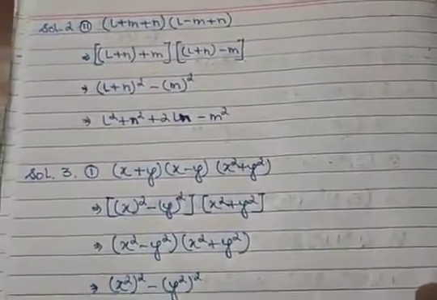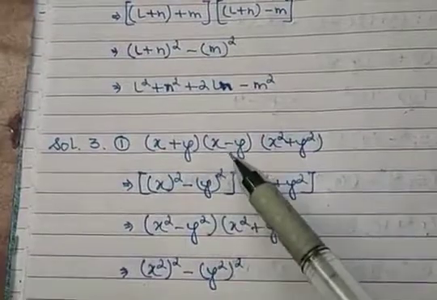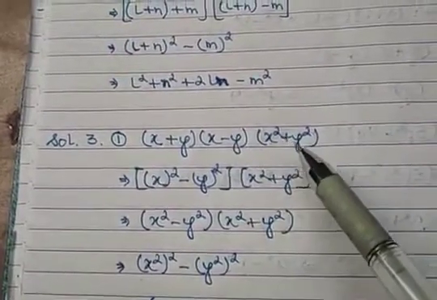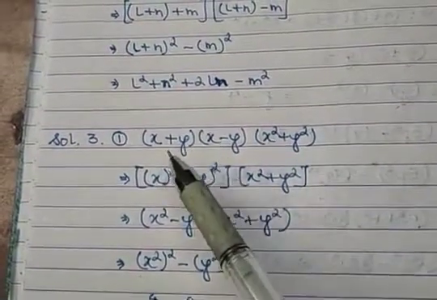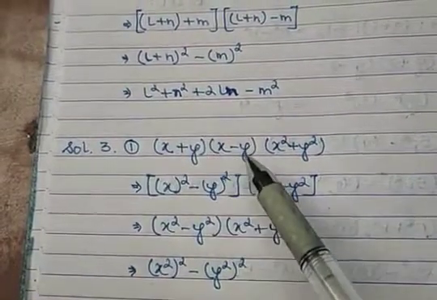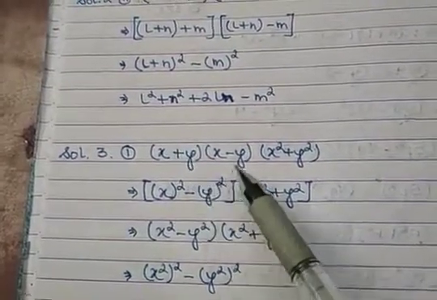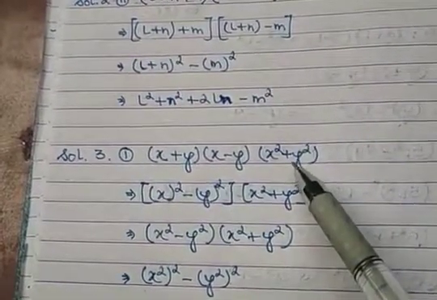Okay, now for question number 3.1, what I have here is x plus y into x minus y into x squared plus y squared. The first two terms I can directly see as a plus b into a minus b, the identity. So I can use a square minus b square. That's what I have done here. I have kept the third term as it is.